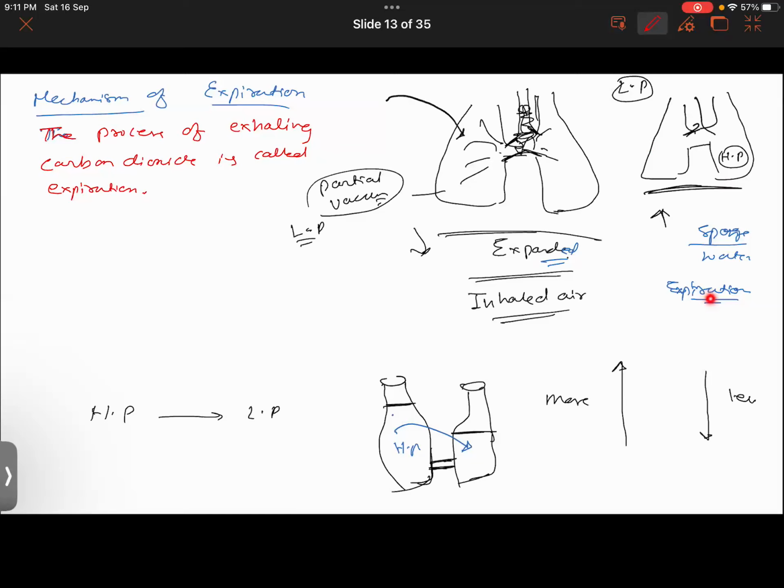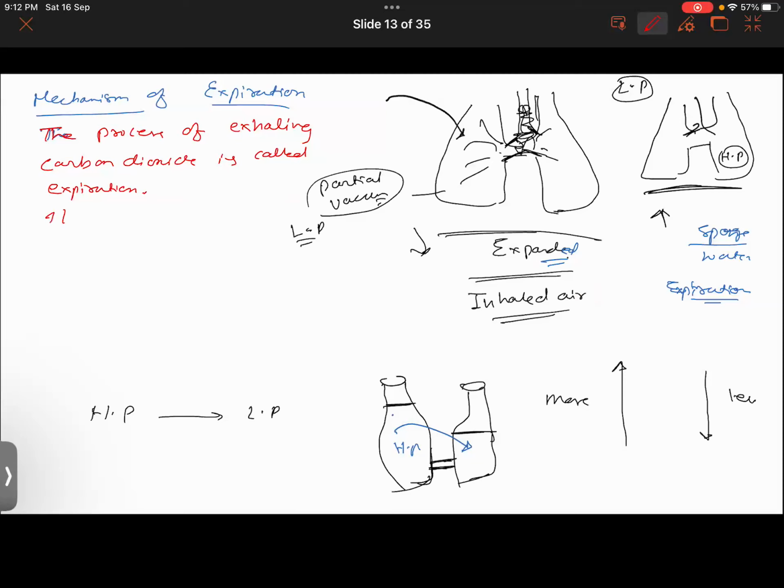Try to do this exercise right now in the class. Try to inhale air. Did you guys do that? Try to take a deep breath and then try to release your breath. In which mechanism did you require more energy? Was it in the inhalation or in the expiration? Inhalation, sir. Inhalation, obviously. While in the case of expiration, we required a lesser amount of energy.